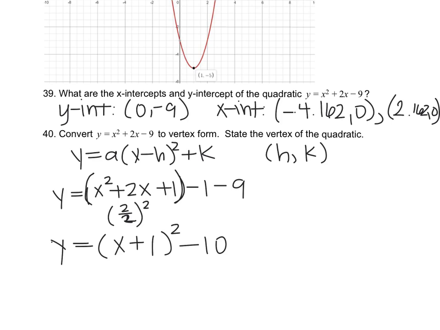I've now put my quadratic in vertex form, and I can now identify the vertex. When you're identifying the vertex from vertex form, the x value is the opposite of what's in the parentheses. Because I have a plus 1 in the parentheses, I'm going to have a negative 1 for my point. The y value you keep the same. So the negative 10 on the outside is going to stay negative 10. I am going to check all of 39 and 40 with the graph in just a second, but make sure you have all of this written down.